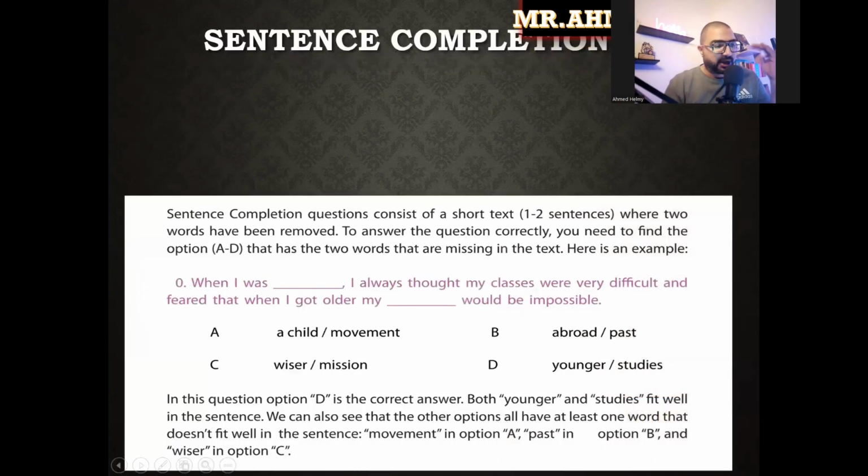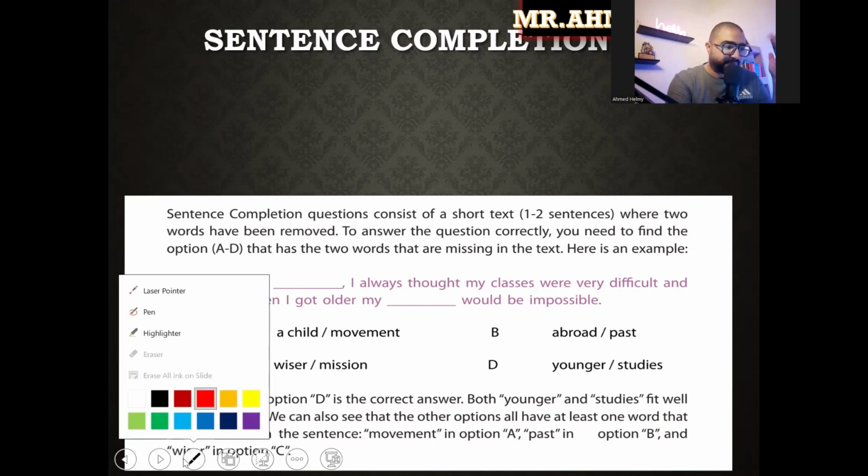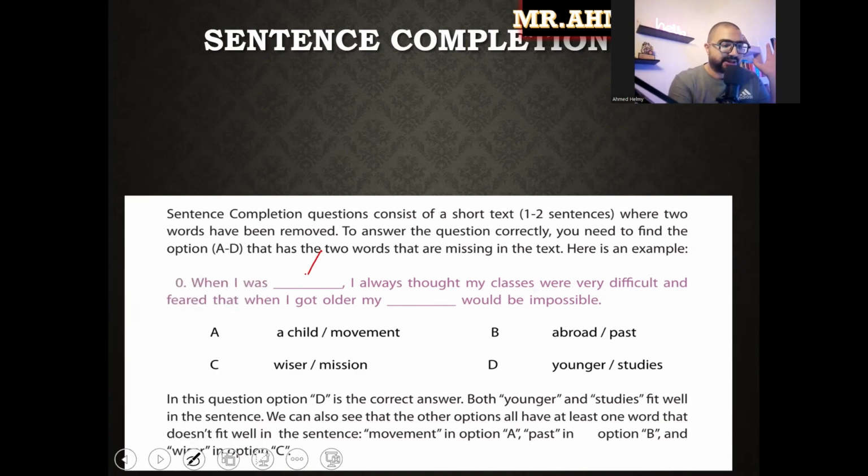Without further ado, we have simply two blank spaces. What we need to do is very simple: we need to fill this blank and this one with the correct answer, of course. Now we have four choices. How can I solve this quickly? Our job is to know which choice contains the correct two words.